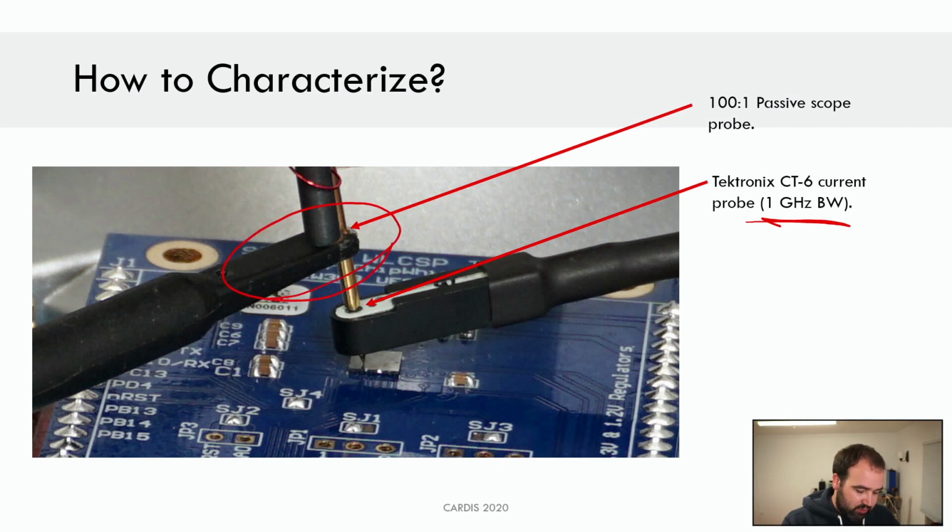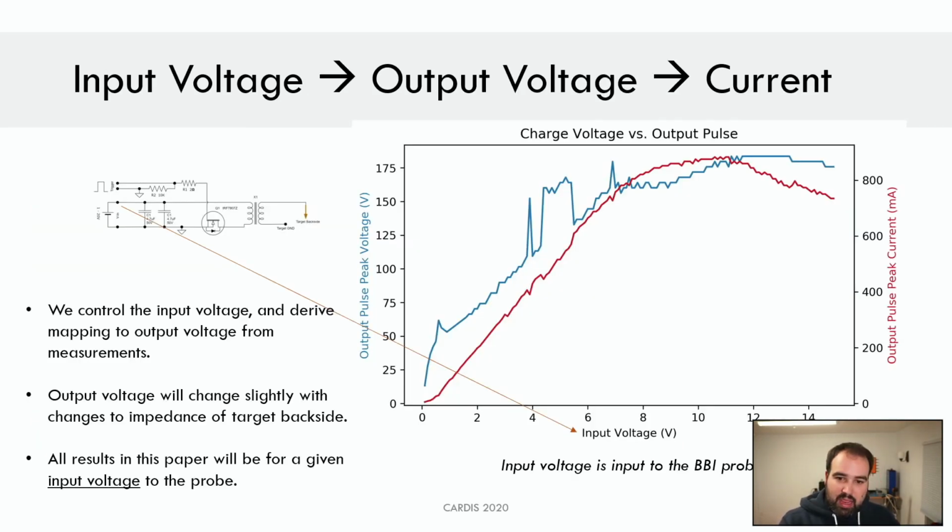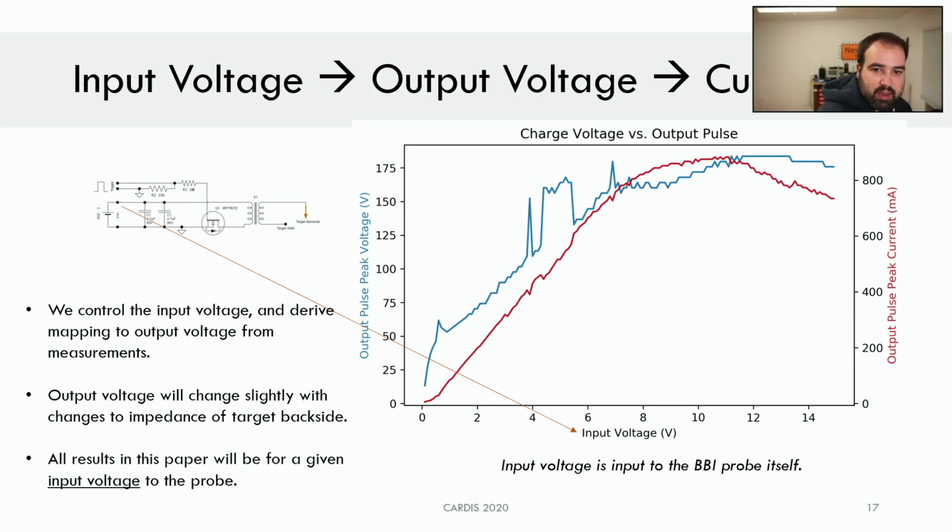And we can measure the voltage. So we have a 100 to 1 passive scope probe just to measure the voltage at that point. So with these two things, we can actually see what's happening on the die backside in terms of the injected signal, right? So it ends up looking something like this.